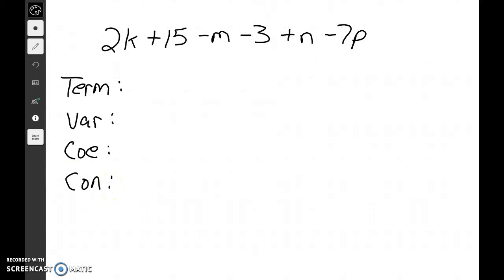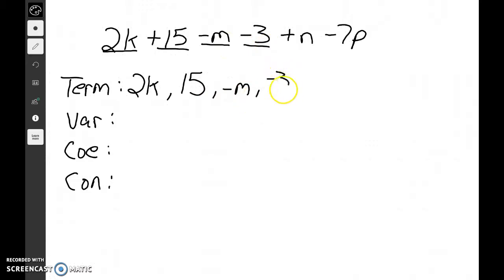So first off, let's go through and identify our terms. So really when we look at this, we know the terms are going to be each individual part. So our first term would actually be 2k. So we'll write that in, 2k. Our next term would be positive 15. So we're going to write positive 15. The next term would be negative m. The next term would be negative 3. The next term would be positive n. And then the last term would be negative 7p. Now each one of those represents a term because it's each individual part of the expression.